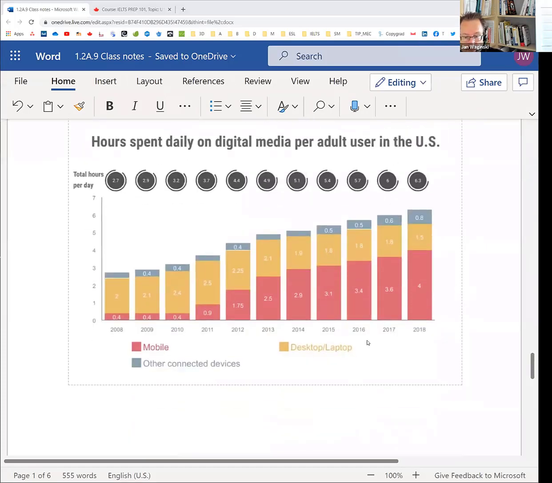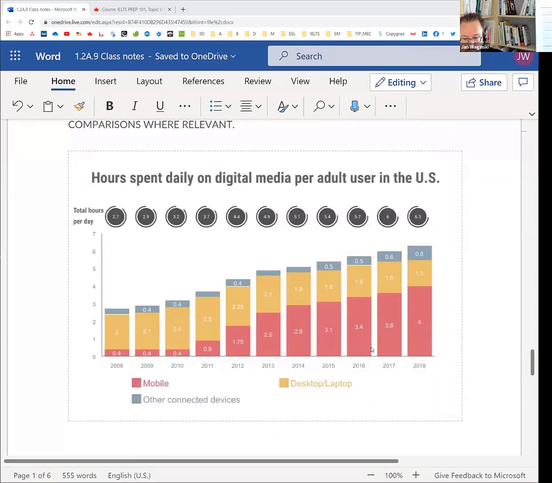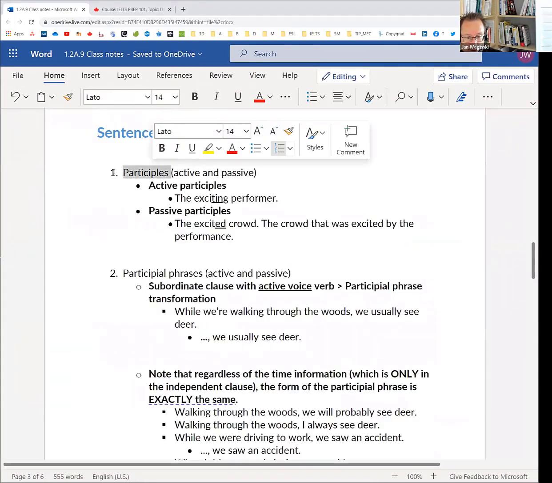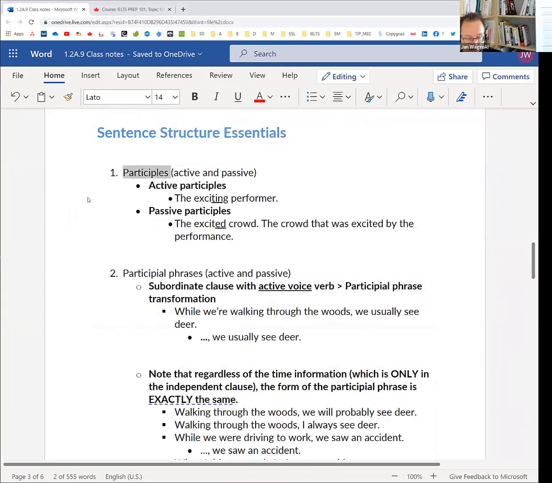Thank you. Now, before we get to it though, I want to cover a little bit of complex sentences because they're going to come up. So just to start off, you're going to hear me say this word participle a lot.